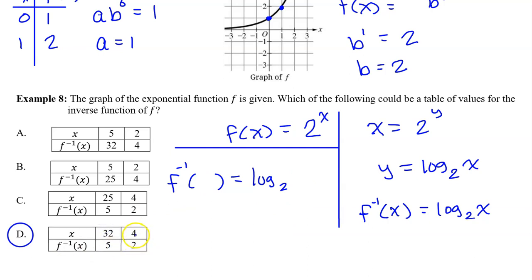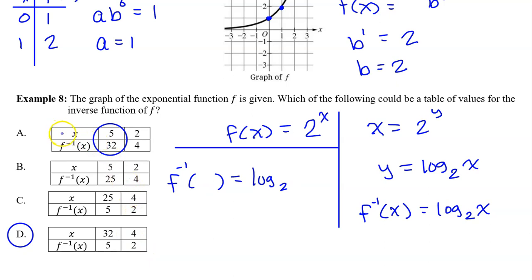Let's try the input of 4 and see if we get an output of 2. So f inverse at 4 would be log base 2 of 4. So you think to yourself, 2 to the what power is equal to 4? Obviously 2 to the 2nd power is 4. So that's why the answer here would be 2. And that's exactly what we see.